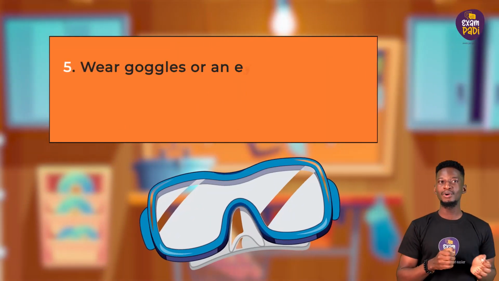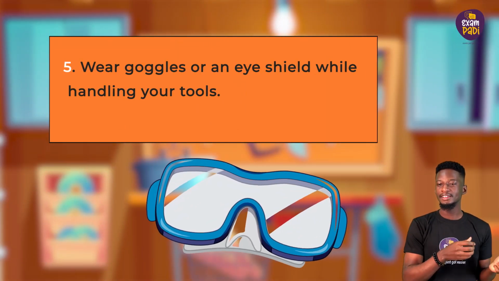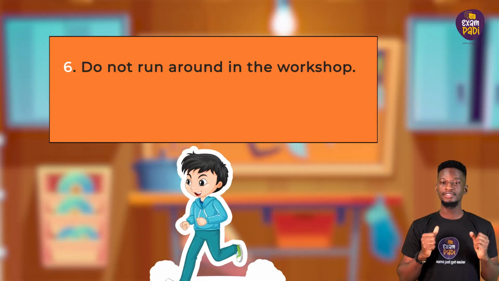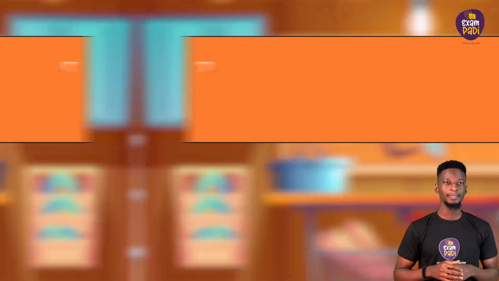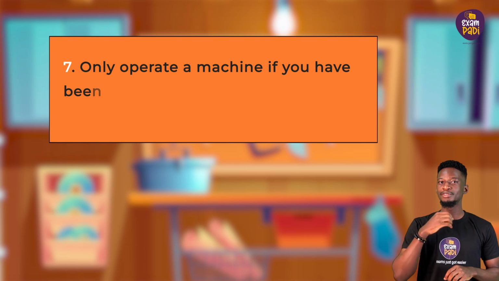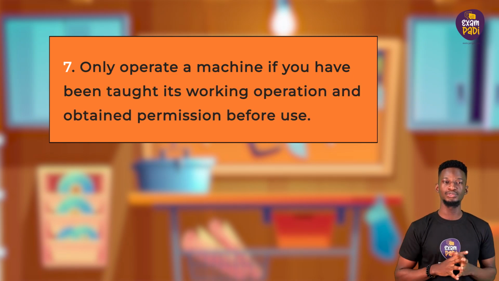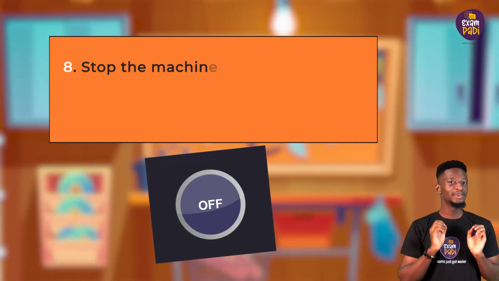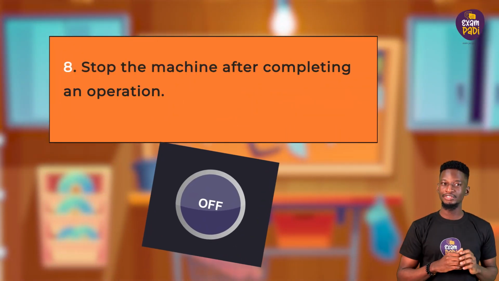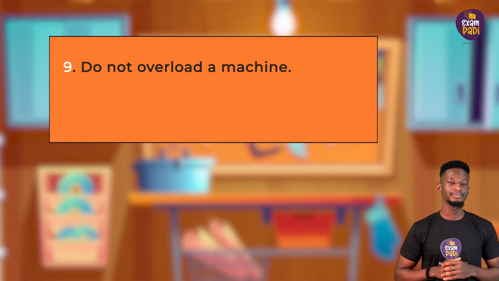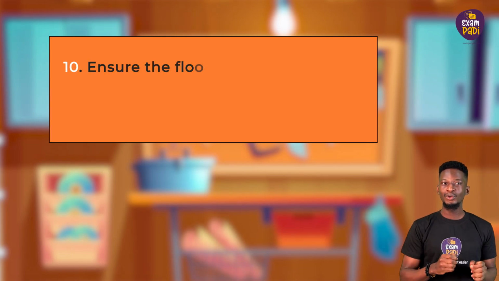5. Wear goggles or an eye shield while handling your tools. 6. Do not run around in the workshop. 7. Only operate a machine if you have been taught its working operation and obtain permission before use. 8. Stop the machine after completing an operation. 9. Do not overload the machine. 10. Ensure the floor is not slippery.